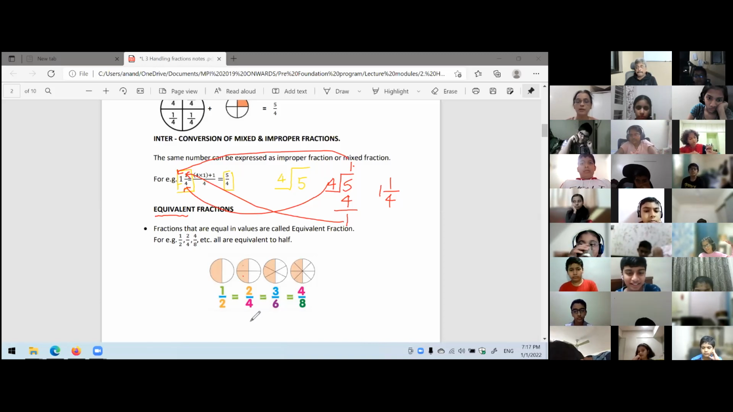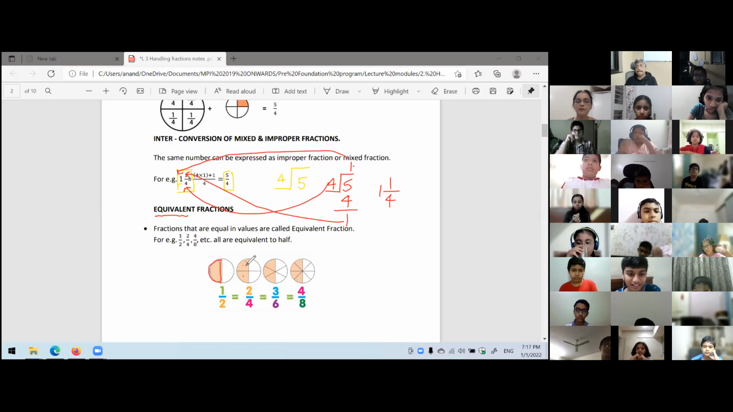This may sound different, but look at the figure. Is the amount of pizza taken the same every time? It is half of the whole pizza.